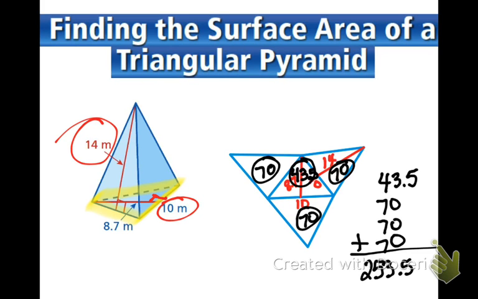All right, so here you can see I found the area for each of the triangles involved in this pyramid. I found the base to be 43.5, and then the 3 outside triangles that make up the lateral faces to be 70 each. So I ended up with 253.5. We are working in meters, and this is area, so it is squared.